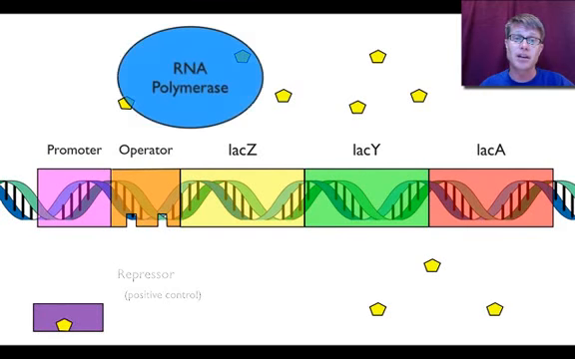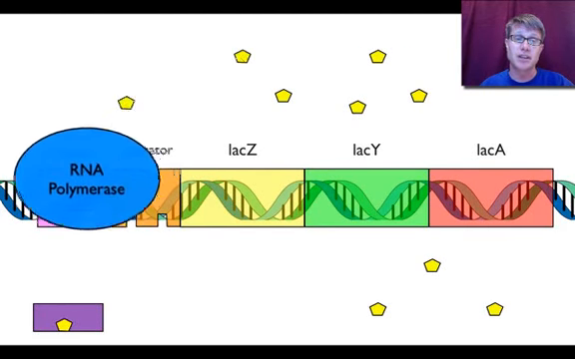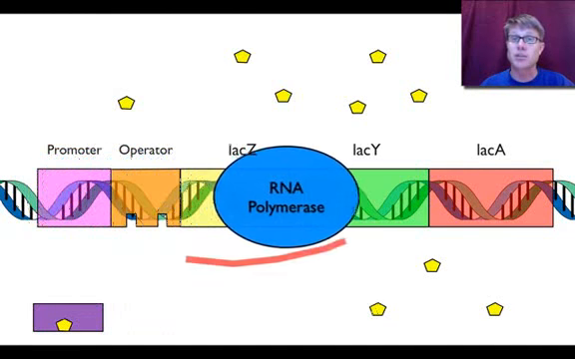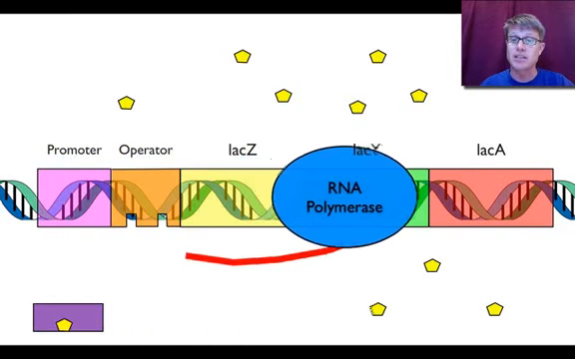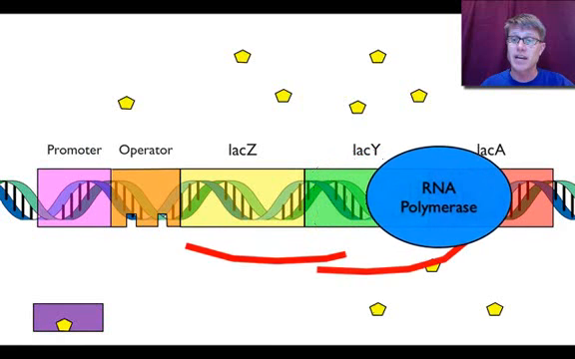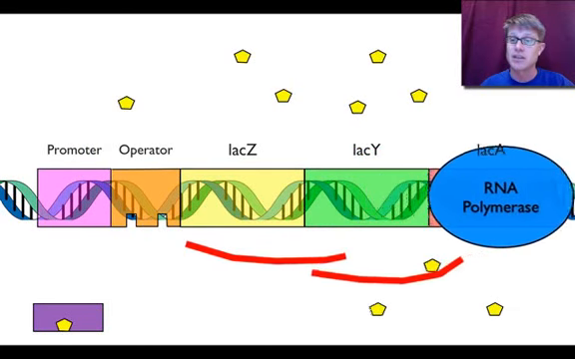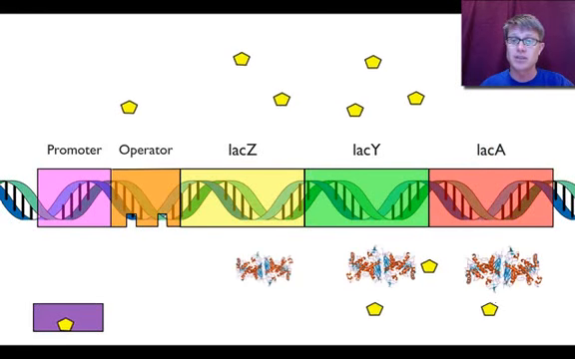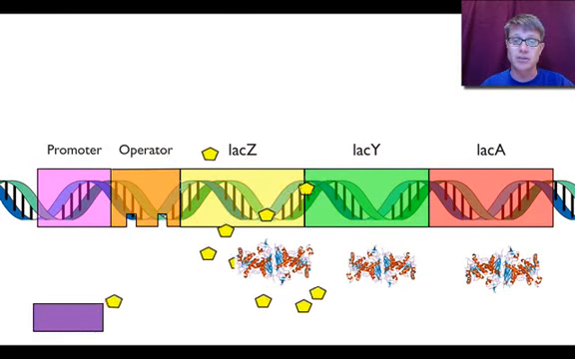Well, who can grab on? RNA polymerase now fits. There's no repressor, so RNA polymerase is going to run down. It's going to make each of the messenger RNAs for each of those lac genes. Each of those is going to make a protein, and each of those is going to break down the lactose. And so we can deal with the lactose and metabolize it.